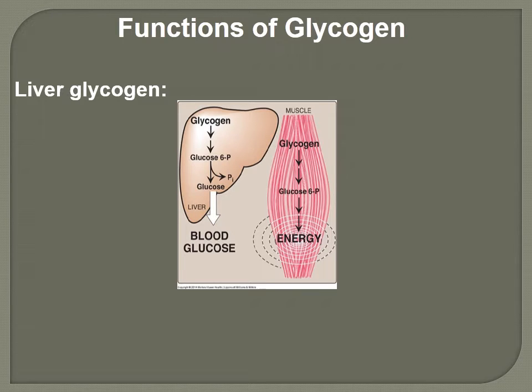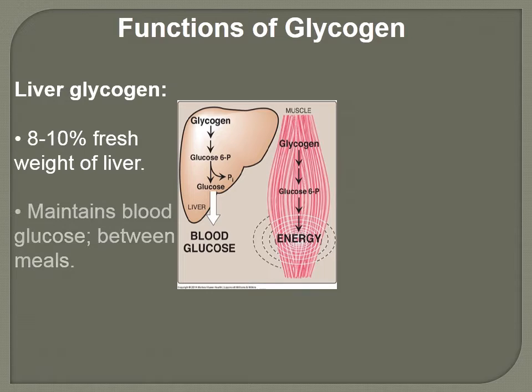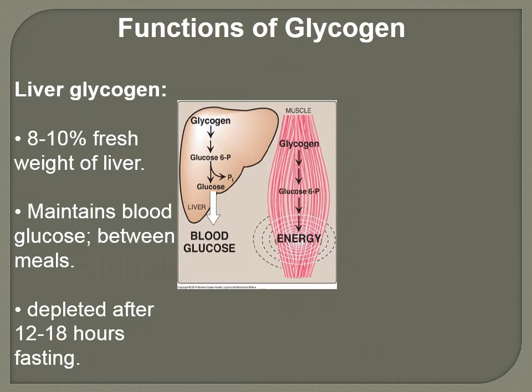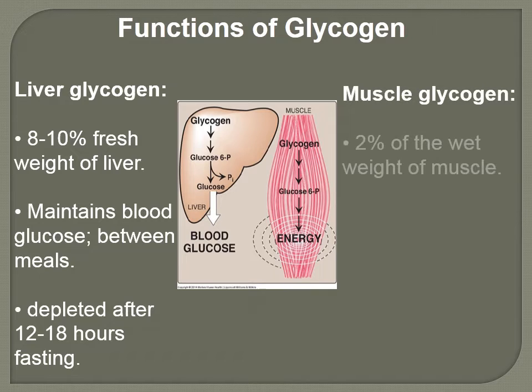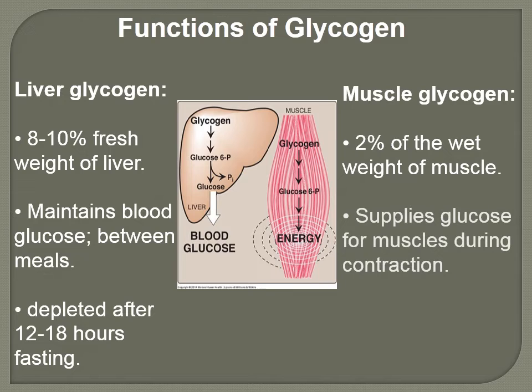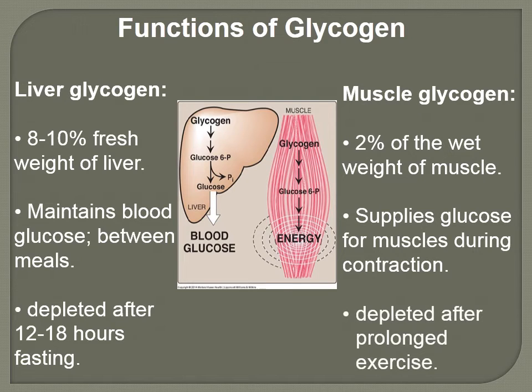Now let us look at liver glycogen, which makes up around 8 to 10% of the fresh weight of the liver. Its main function is to maintain the blood glucose level between the meals, and hence it is depleted after 12 to 18 hours of fasting. Coming to muscle glycogen, it makes up 2% of the wet weight of the muscle, and its main function is to supply glucose for the muscle during contraction, and this is depleted after prolonged or strenuous exercise.